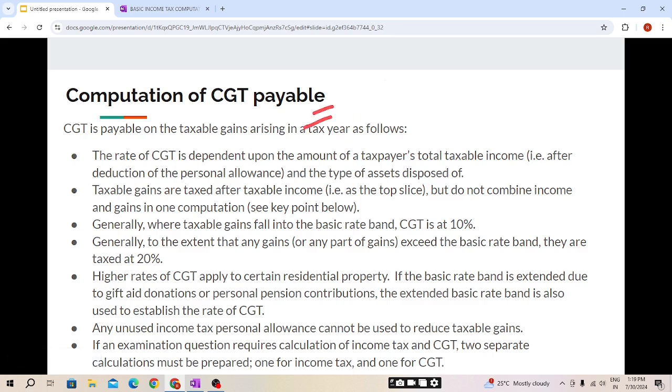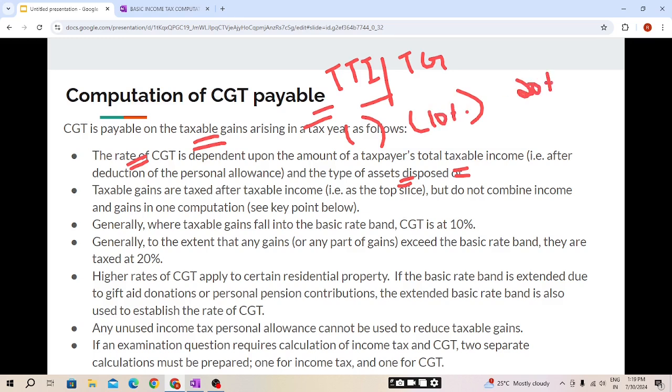So capital gains tax is payable on the taxable gains. Now to determine the rate of CGT, students, we need to see two things: the taxable total income of the taxpayer and the asset disposed of. Then the taxable gains will be treated as the top slice of the income. So taxable total income, then the taxable gain comes, but we'll be using the bands to determine the rate of tax. If the taxable gain is within the basic rate band, 10%, above basic rate 20% for all the assets. But for residential property we have different rates, we'll be seeing it.